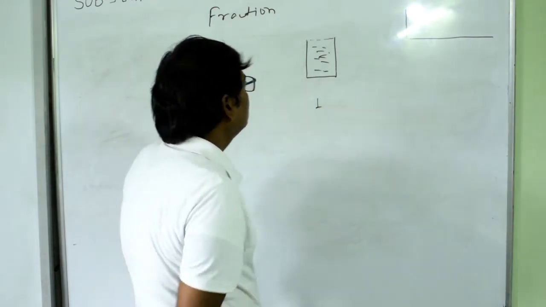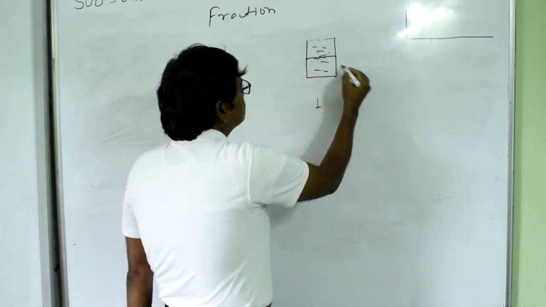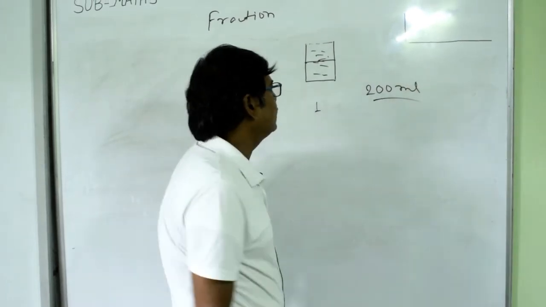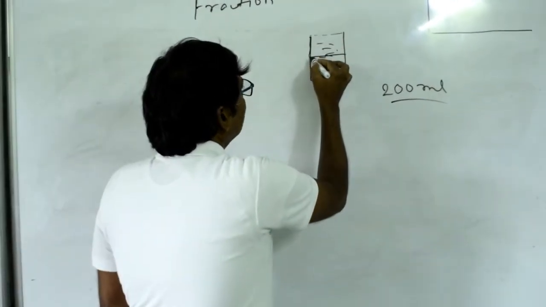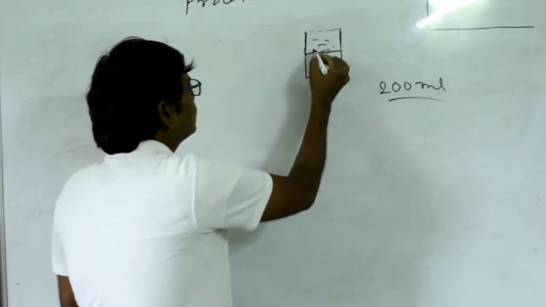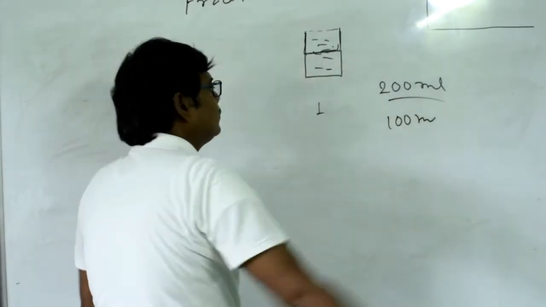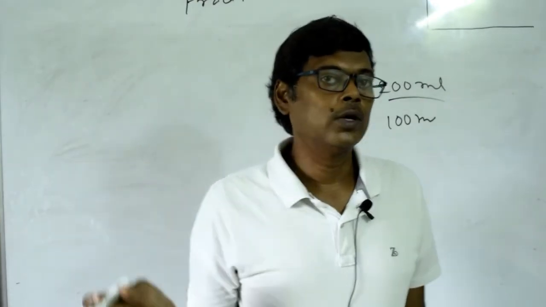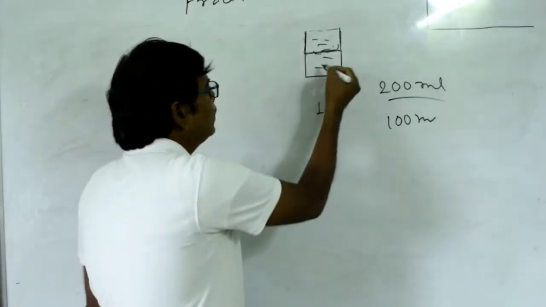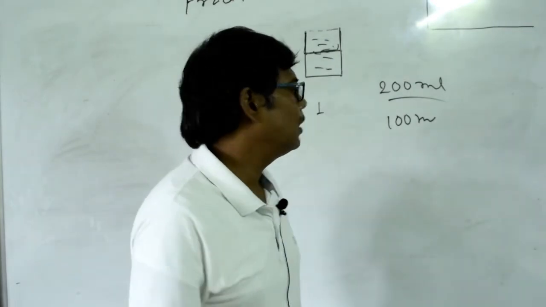Now if you have half, suppose this glass is of 200 ml. Then we have drunk this water here, that is half a glass, that is 100 ml. We have drunk half a glass of water, which means 100 ml of water. Then what is left here? Again, if we have drunk 100, then 100 ml of water is left.